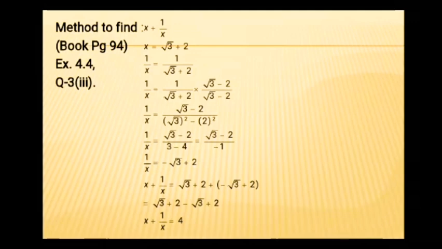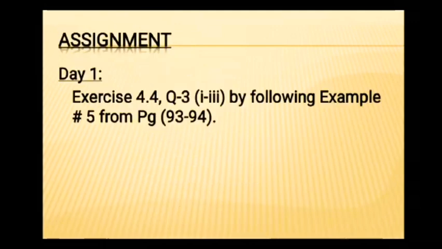Add x and 1 over x. Substitute the values: under root 3 plus 2 plus minus under root 3 plus 2, because it is coming negative, so we will write it in a proper bracket. Now you will open the bracket by multiplying plus minus. Under root 3 plus 2 will come down as it is. Plus minus minus under root 3 plus plus plus 2 will be there. Now under root 3 is a negative and a positive term, so they will be cancelled and 2 and 2 will be added. You will get 4. Students, the steps will be clear to you.